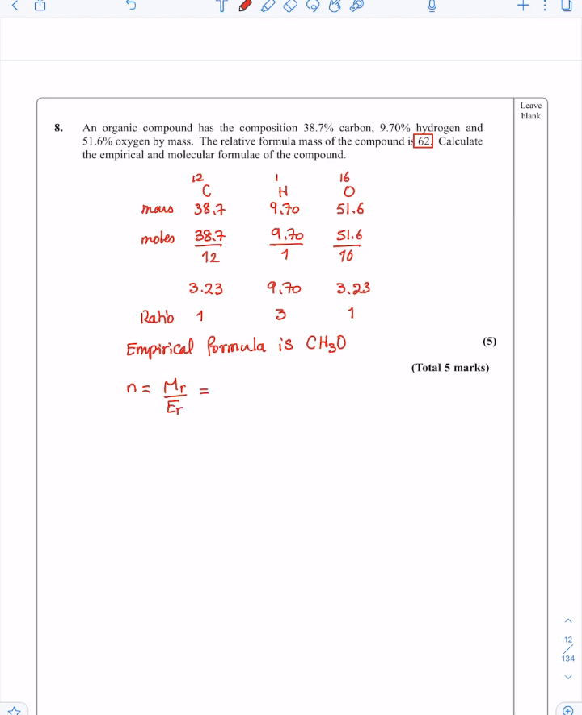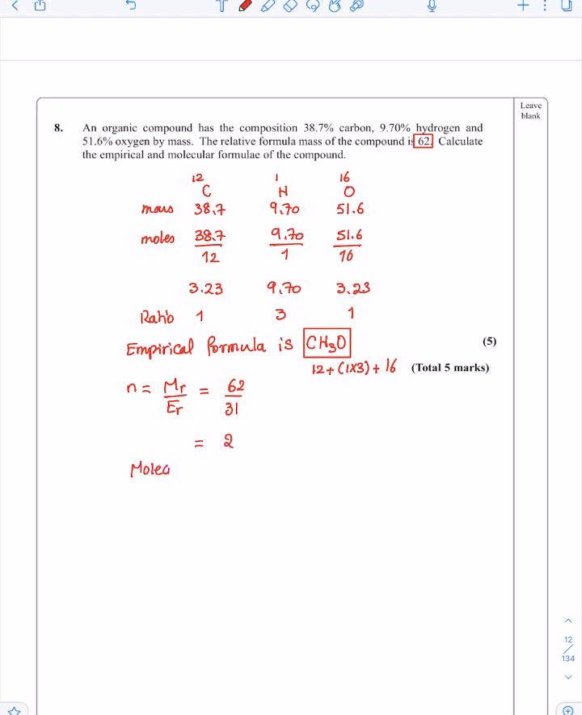الMR كان مديهولنا 62 في المسألة والER احنا بنحسبه من شكل الempirical formula 12 by 1 by 3 plus oxygen 16 اللي هي تطلع 31. 62 over 31 give you 2.